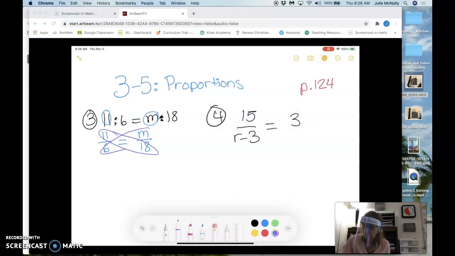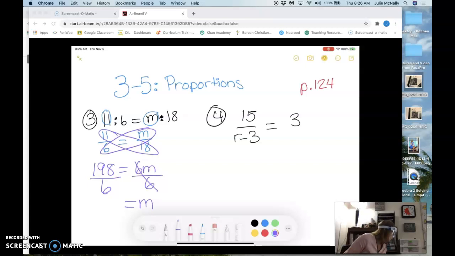Yep. So 198, 6m. And then what? Divide. What does that equal? 33, yes, good.